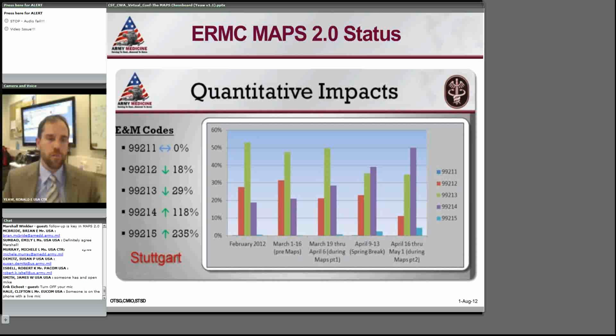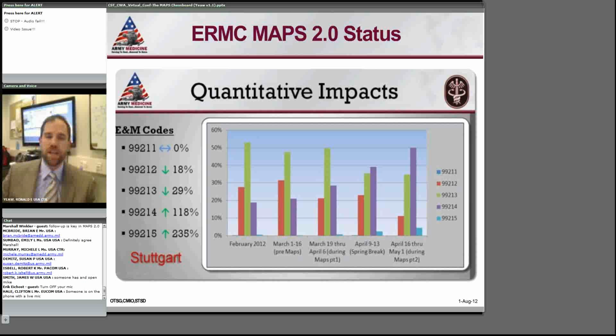So let's take a look at Stuttgart. You're looking at a couple different charts, but really what I want you to focus in on are these green bars and these purple bars. This is 3-4 months worth of data. Basically, it's before MAPS 2.0 and during MAPS 2.0 at Stuttgart Army Health Center. Notice the drop in 99212s and 3s as the money shifts over to the 99214s. This shows a quantitative impact that we actually affected RVUs in a clinic at Stuttgart.